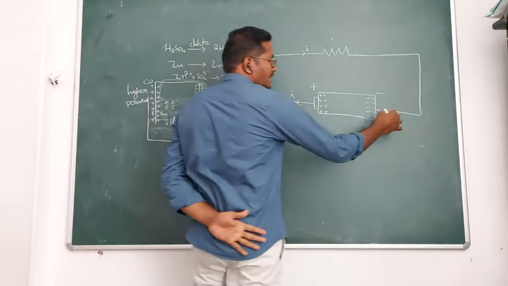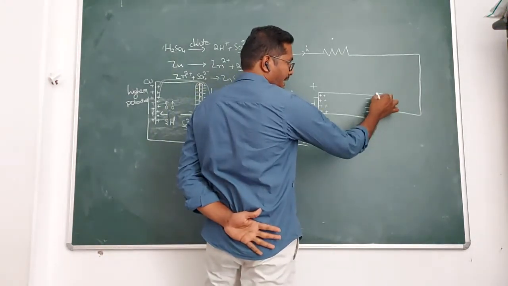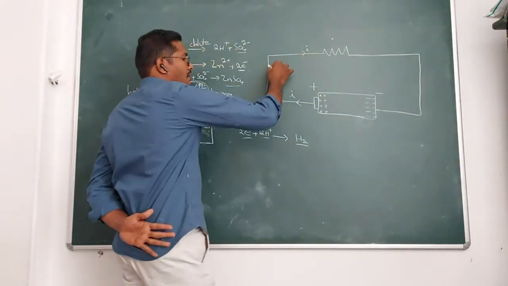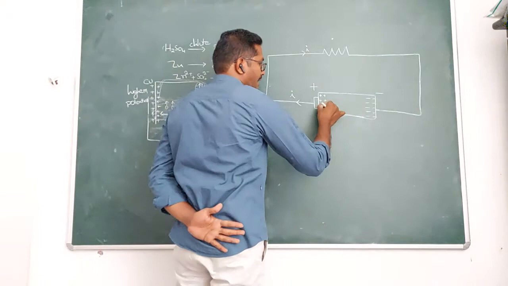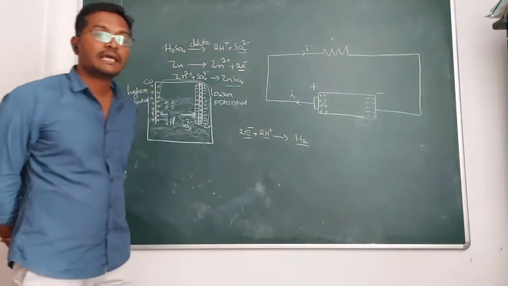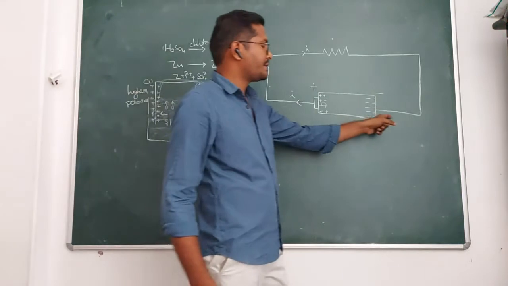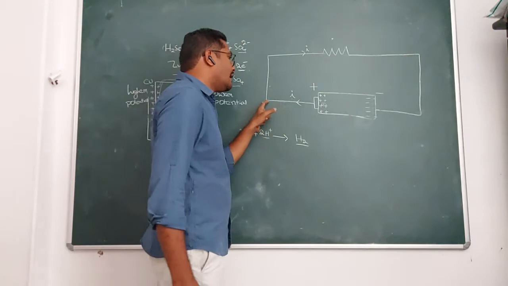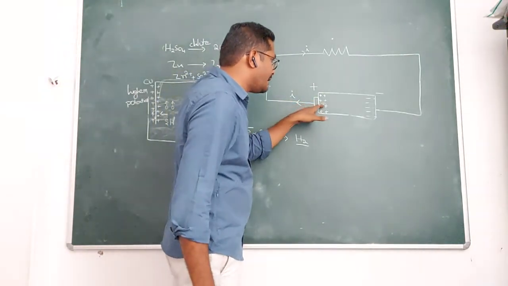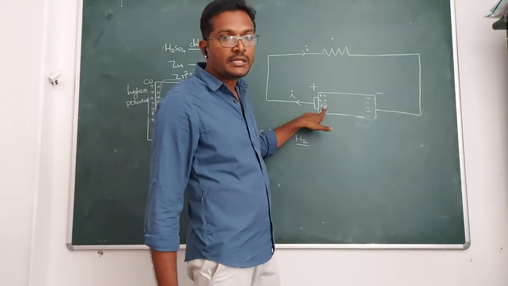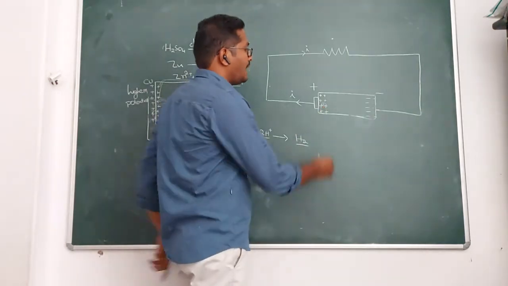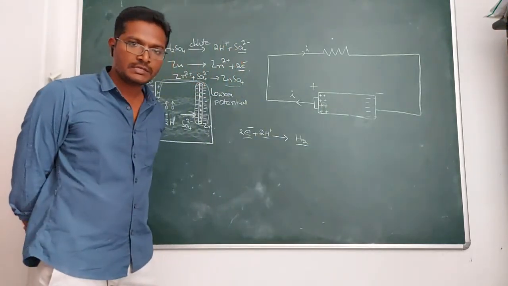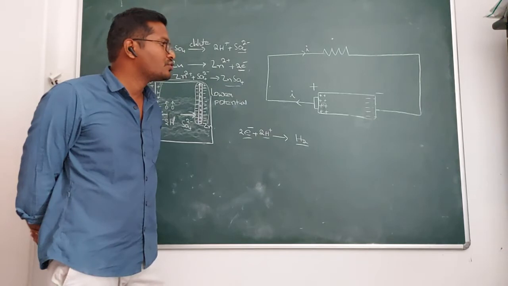So an electron which is here will get repelled by this negative charge and moves in this direction, from lower potential to higher potential, and inside the battery it enters at the positive. Now this electron has to move towards the negative.